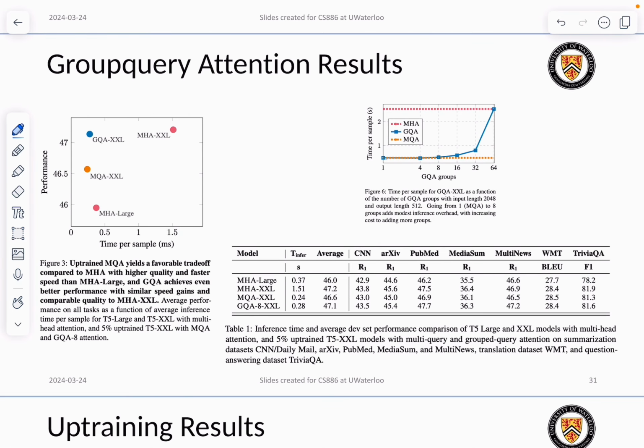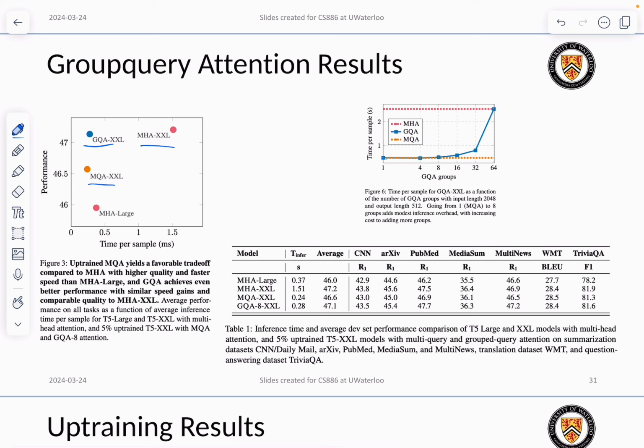And now in terms of GQA results, as you can see, in terms of time, it's comparable to MQA, but it beats MQA in performance. In terms of performance, it's comparable to MHA, but it beats it in time. And here's a graph showing the trade-off between GQA as the number of groups increase.